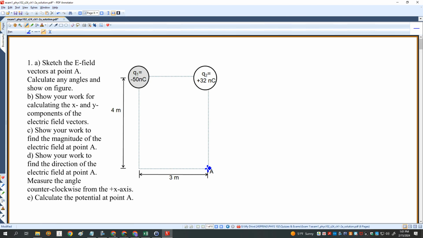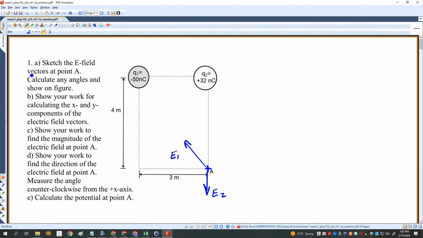And I asked myself, what is the direction of the force that's felt on that positive charge? Due to this minus 50 nanocoulomb charge, that force would be in that direction. So that is also the electric field. I'll call that E1. And then due to this positive charge, that force would be repulsive, and so the electric field is likewise in that direction. So I'll call that E2.